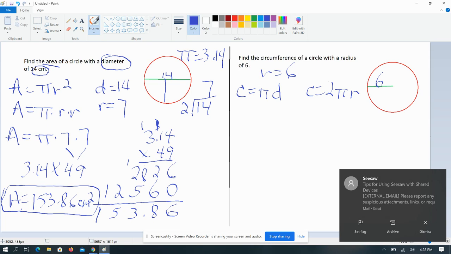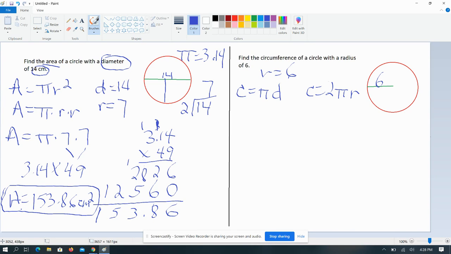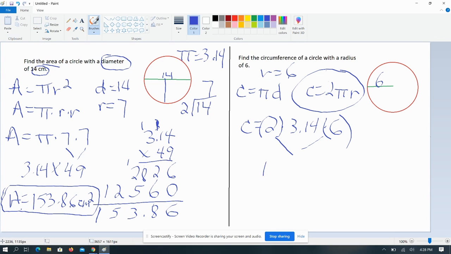Since my r is what I have, I'll go ahead and use this formula. So now I've got C equals 2 times 3.14 times that 6. What I would do first, because I don't have to deal with any of those decimals this way, unless I'm using a calculator. If you're using a calculator, you can put 2 times 3.14 times 6 to get your answer. If not, I would start with my 6 and my 2 first. 6 times 2 is going to give you 12.